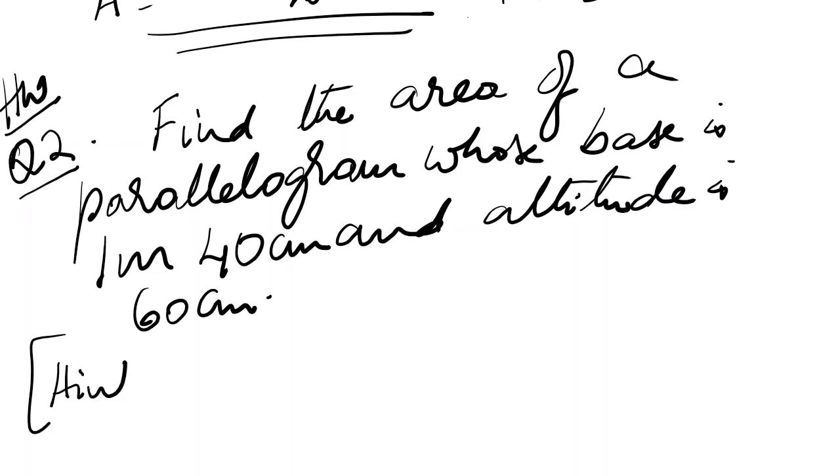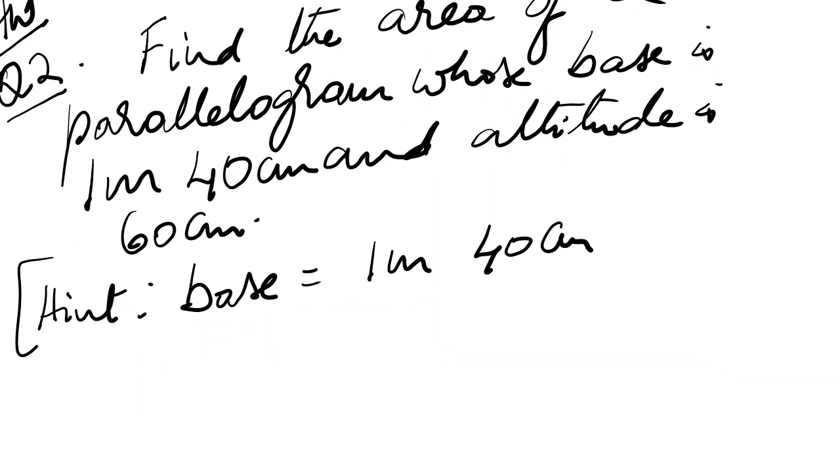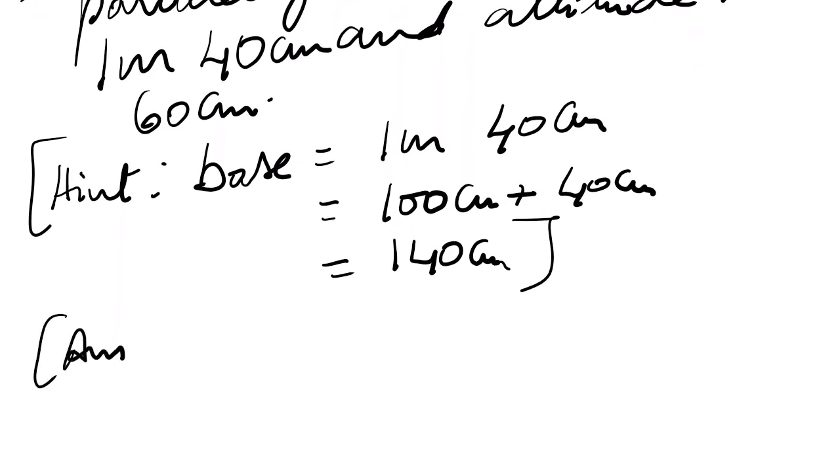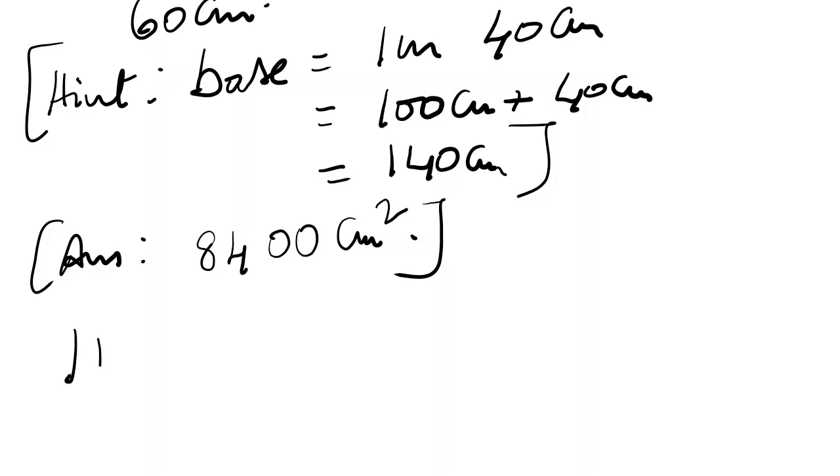So hint, base is equal to 1 meter 40 centimeter, means 1 meter is 100 centimeter plus 40 centimeter, that is 140 centimeter, and height is 60 centimeter. So you can do it, and the answer is, they have given in meter square, so they have converted it again, otherwise you can write it as 8400 centimeter square.